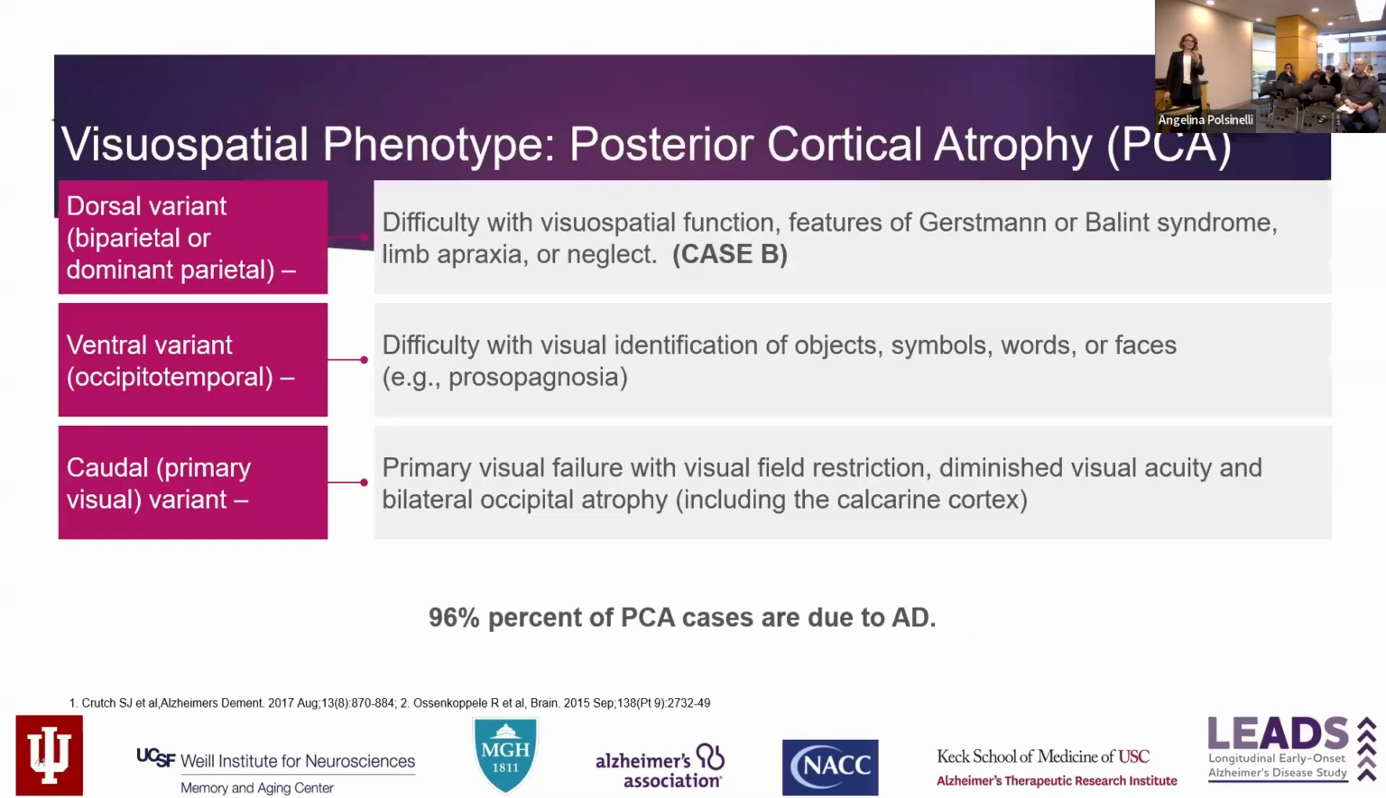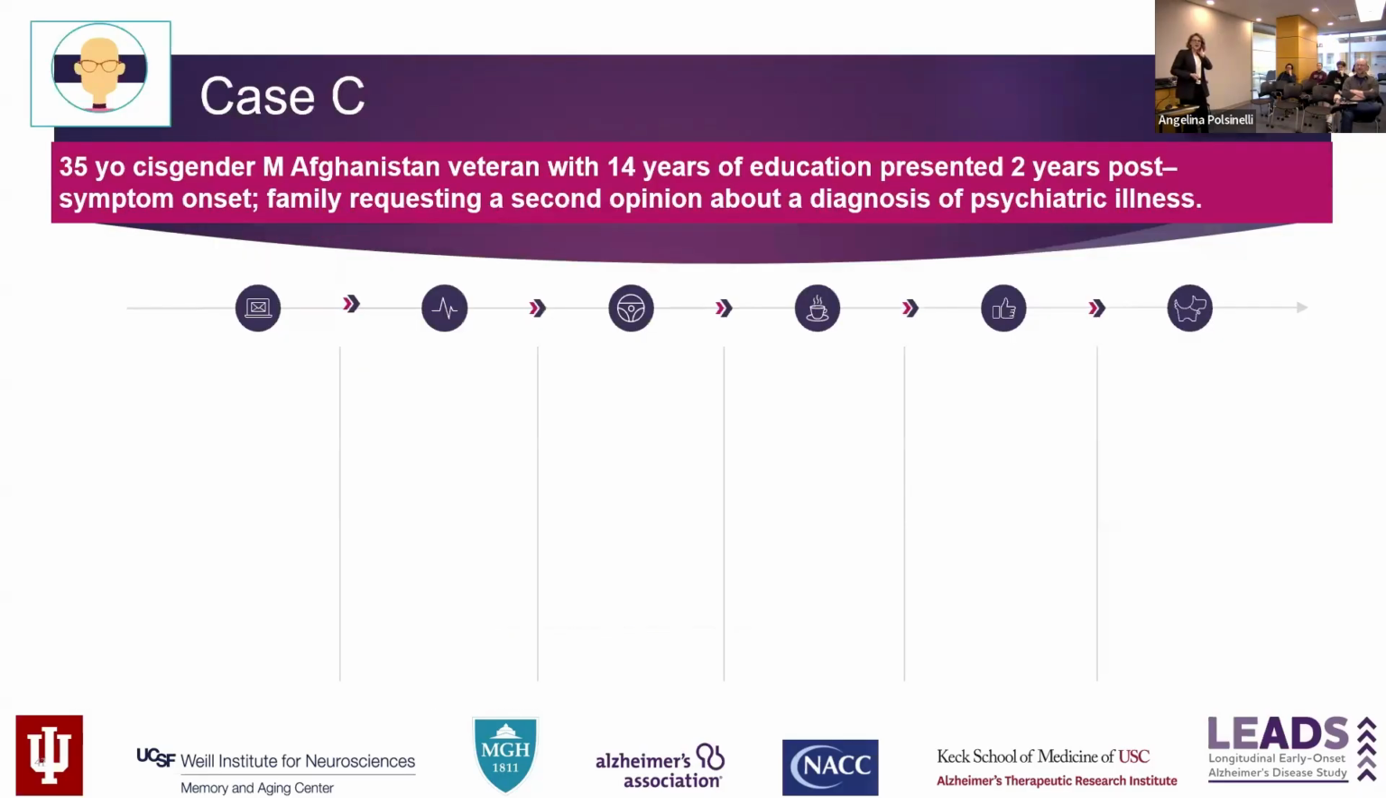So this is the visual spatial phenotype, PCA. There are different kinds depending on where the pathology starts. You can have slightly different presentations, but the key feature is a strong and prominent, and often incredibly impairing, visual spatial impairment right from the get-go.